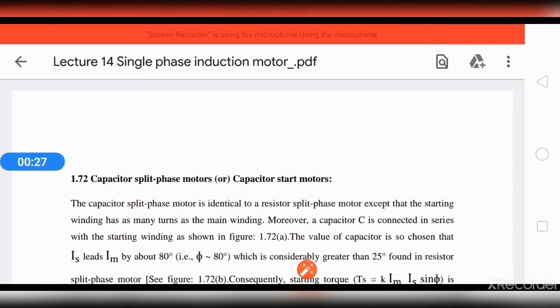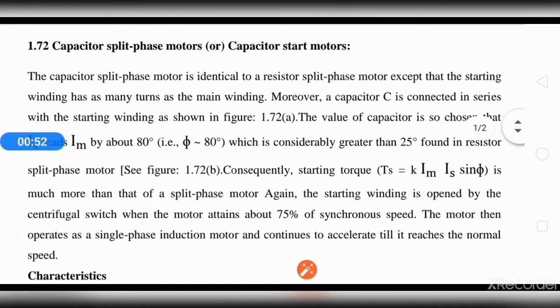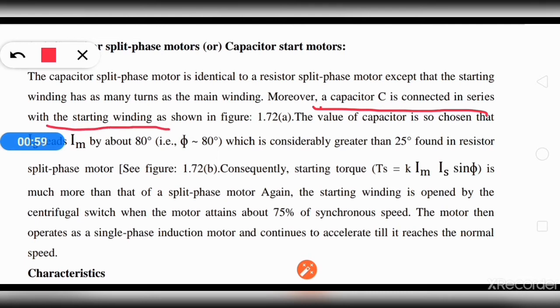So continuing with this topic, the capacitor split phase induction motor is identical to the resistor split phase motor, except that the starting winding has as many turns as the main winding. In this, the number of turns of the starting winding and main winding are the same, but a capacitor C is connected in series with the starting winding. It can be shown in the next figure.